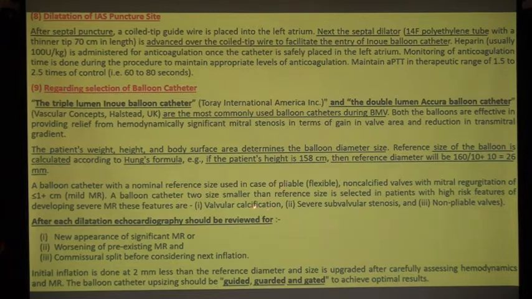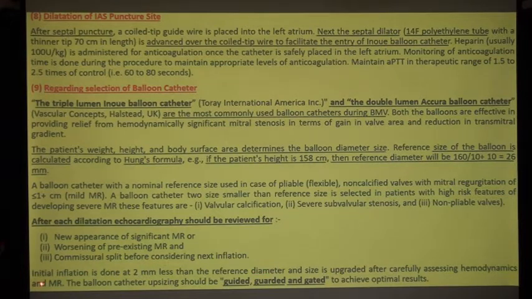Number 1, valvular calcification. Second, severe valvular stenosis. Number third, non-pliable valves. Then after each dilatation, echocardiography should be reviewed. After each dilatation, echocardiography should be reviewed for what? New appearance of significant MR, worsening of pre-existing MR, commissural split before considering next inflation.